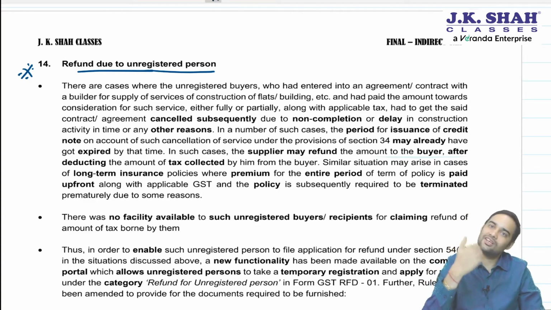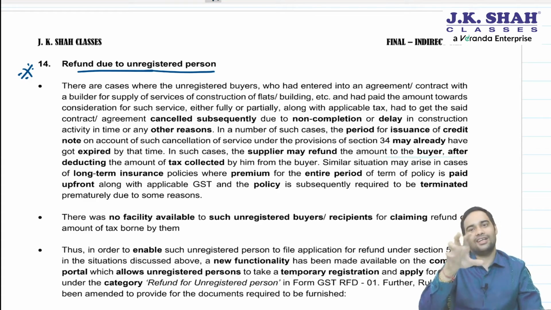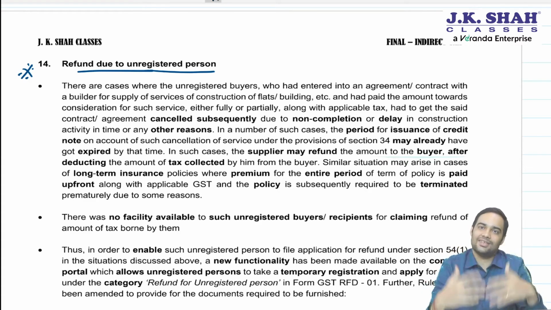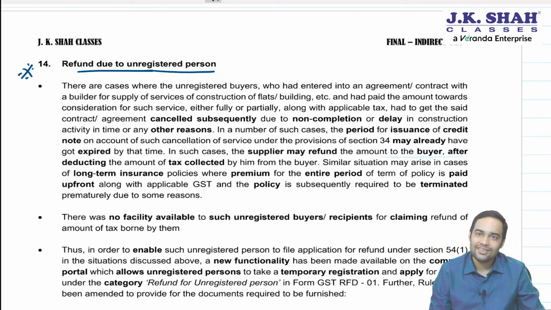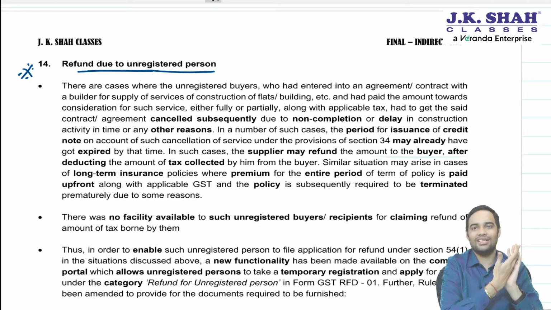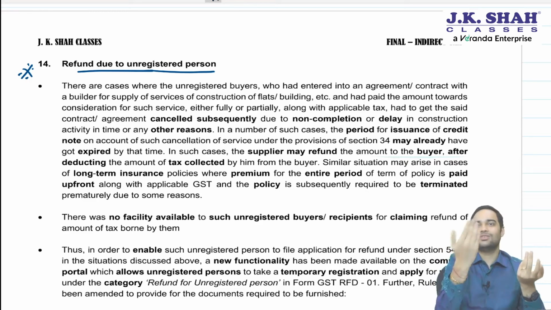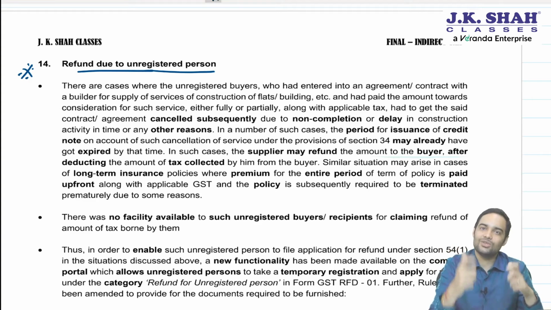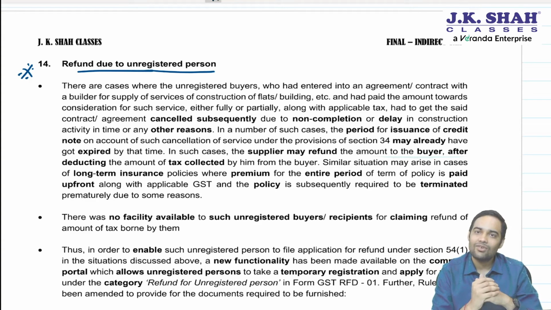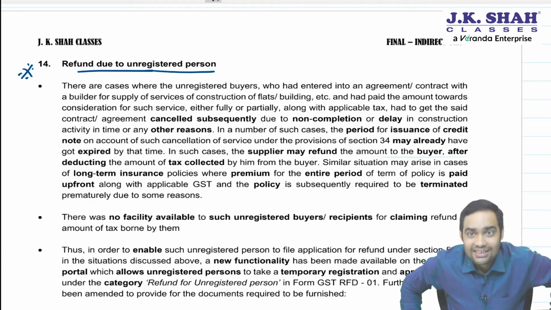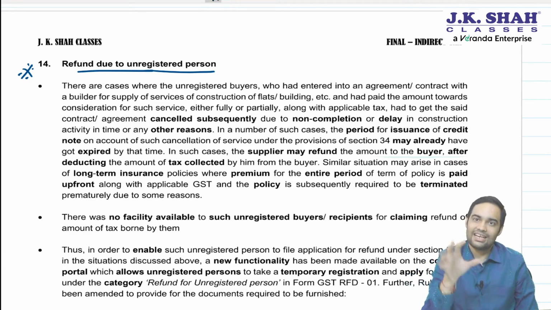Now, sir, you go and apply for refund. The other problem was, how does an unregistered person apply for refund? Though I have borne the tax, it is very clear that I had borne that tax and now no supply has happened. So I should get back my money. Now for an unregistered person, there was no option to apply for refund. Now a utility is being created that in such cases, where recipient is unregistered.